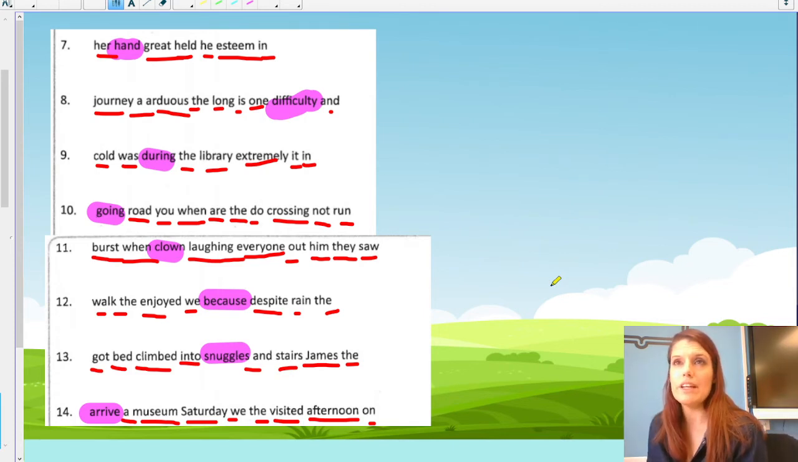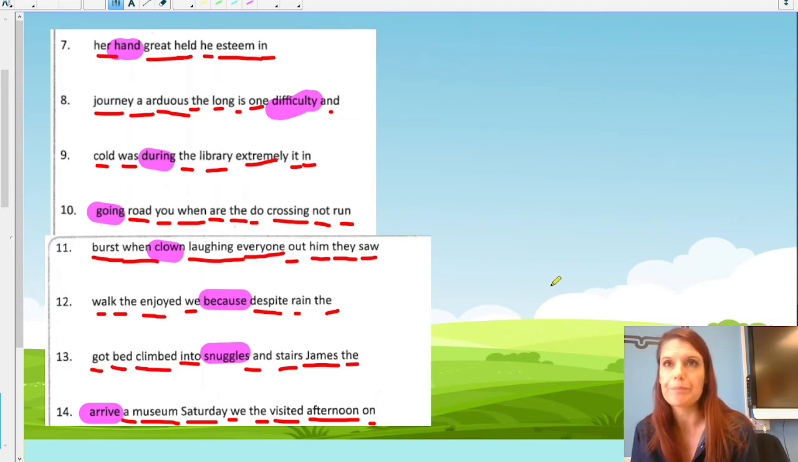He held her in great esteem. So you might be thinking he held her hand, but that's not accurate. This is talking about a metaphorical holding. He held her in great esteem. That means you really admire someone by holding them in high esteem. You look up to them and respect them. The journey is a long one and arduous.